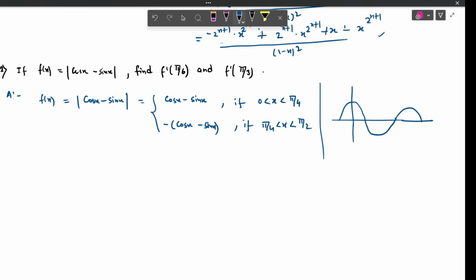Okay, this is our cosine curve. Cos 0 is 1, maximum. Then cos pi by 2 is 0, so this is pi by 2. Now we know the sine curve. This is our sine curve. Sine pi by 2 is maximum, so here it is maximum.